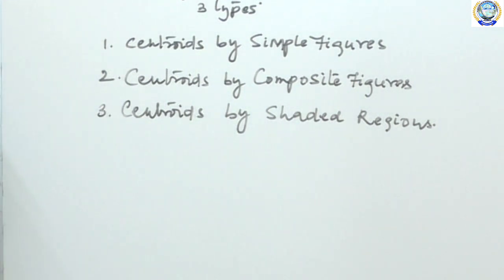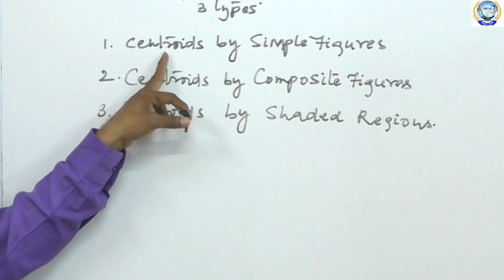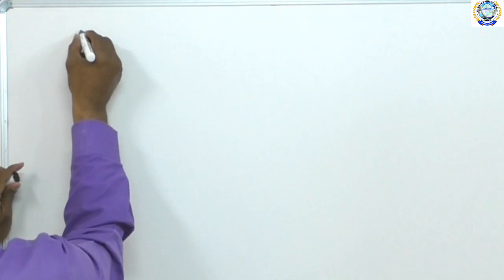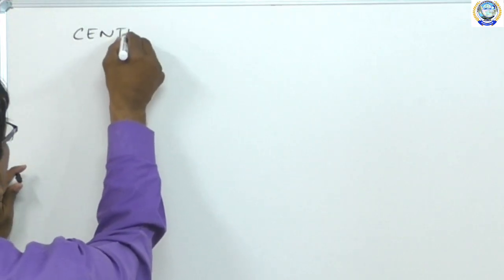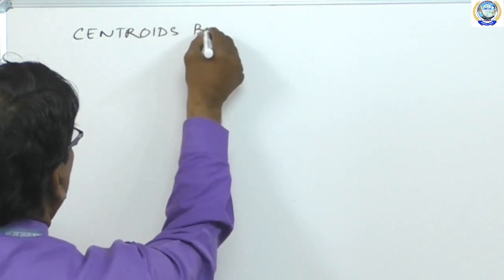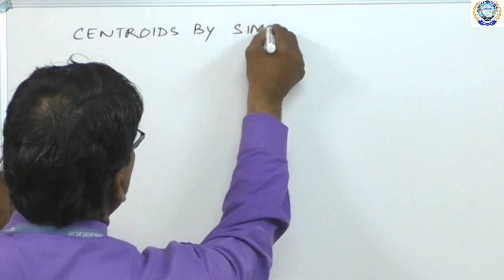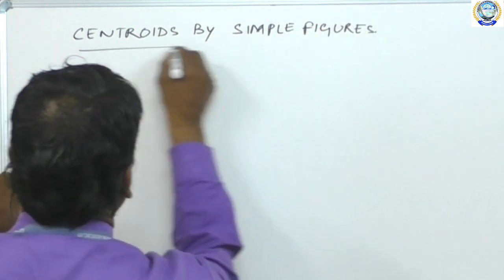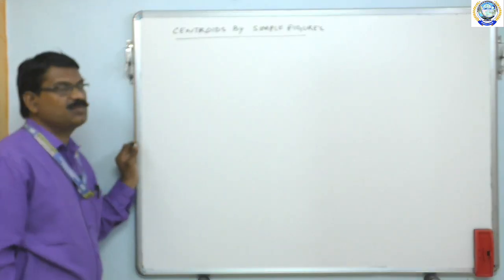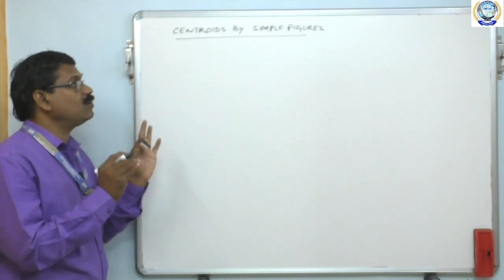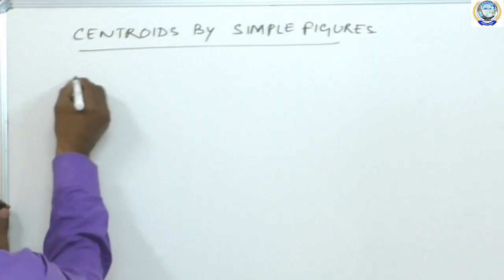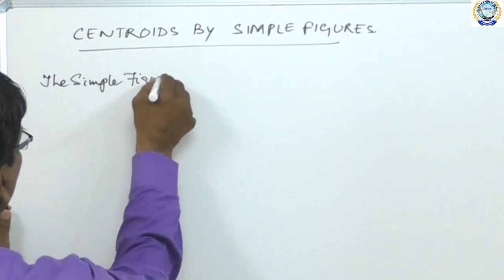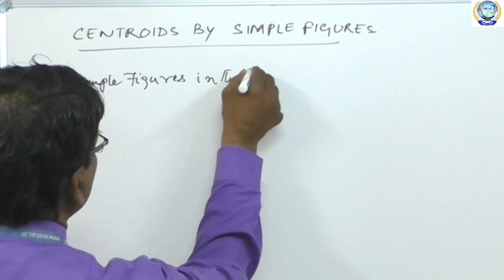Let us discuss one by one, and we will do the problems based on centroids of simple figures, centroids of composite figures, and centroids by shaded regions. Let us see this. Centroids by simple figures. Before I explain these, let us consider how many shapes of these simple figures exist. These simple figures are in the following shapes.